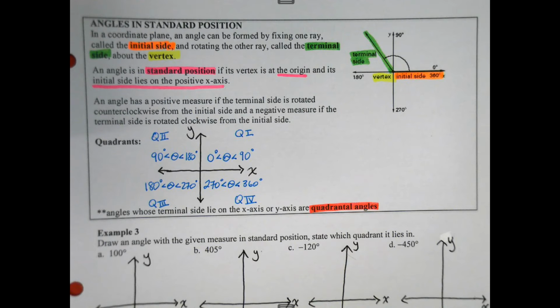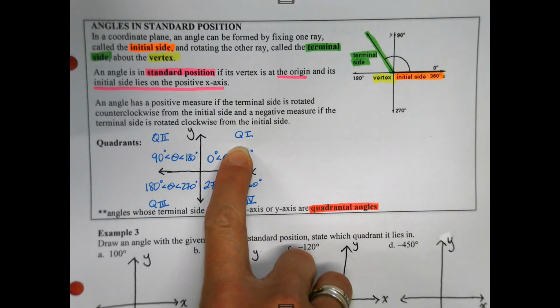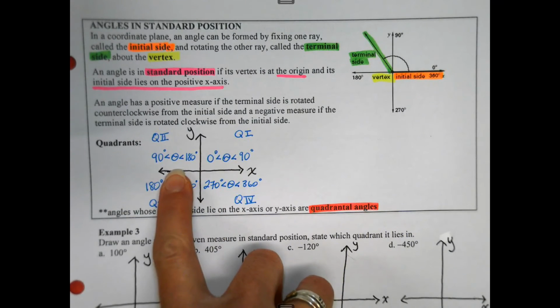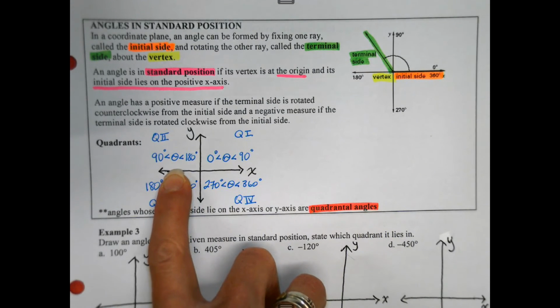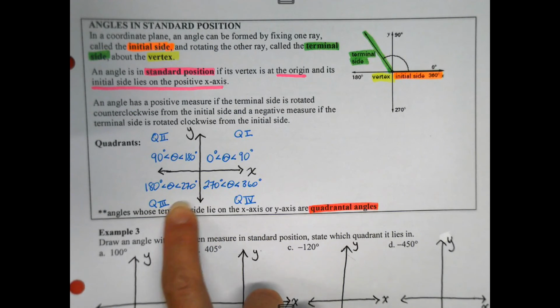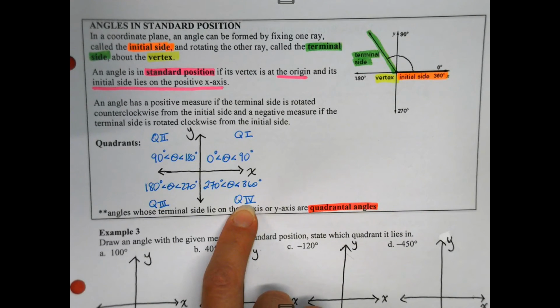As a reminder, when we are in the coordinate plane, quadrant 1 is the upper right-hand one, and in quadrant 1, your angles are going to be between 0 and 90. Quadrant 2 is the upper left. Angles there are between 90 degrees and 180 degrees. Quadrant number 3 is the lower left. There, your angles are between 180 degrees and 270 degrees. And then quadrant number 4 is the lower right, with angles between 270 and 360 degrees.